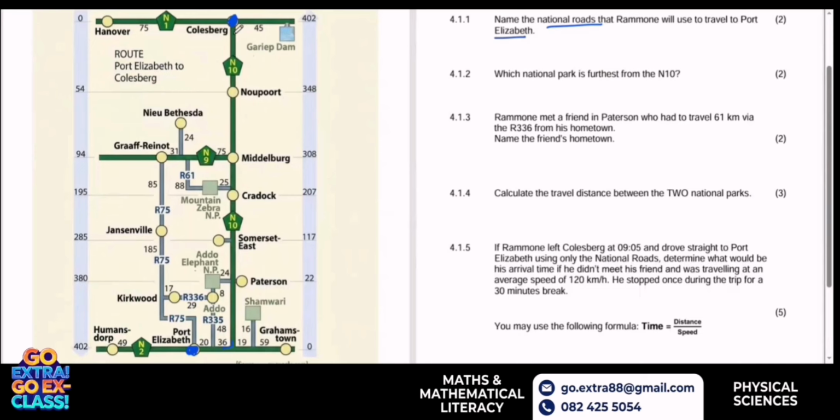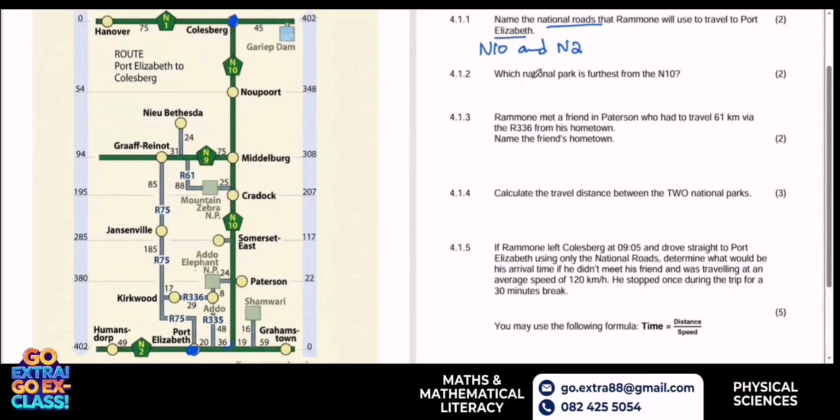If you look at this route going vertically downward, it will be the N10. Then when he gets to this T-junction, he has to turn this side. This national route here is the N2. So your answer for this question should be N10 and N2. Okay, moving on to the next question.